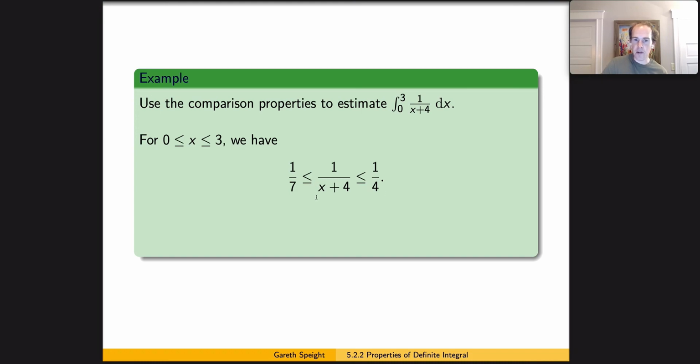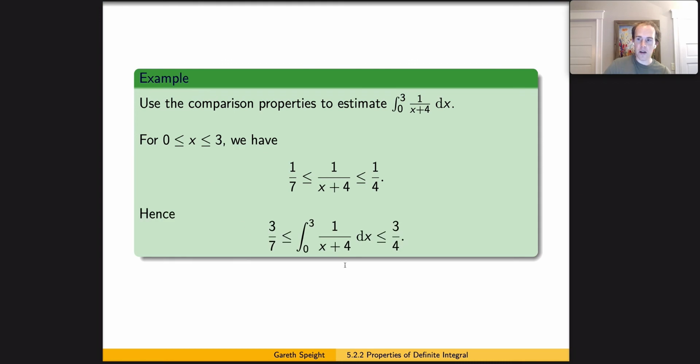And then going the other way, if we want to make 1 over x plus 4 smaller, that means we should make the bottom larger. So we should replace x by 3, which is the largest possible value of x. And in that case, we will get 1 over 7. Okay, so just to summarize, we're trying to come up with constants on either side that bound our function. If we want to make a fraction larger, we make the top larger or the bottom smaller. If we want to make a fraction smaller, we make the top smaller or the bottom larger. So that's our strategy to come up with these.